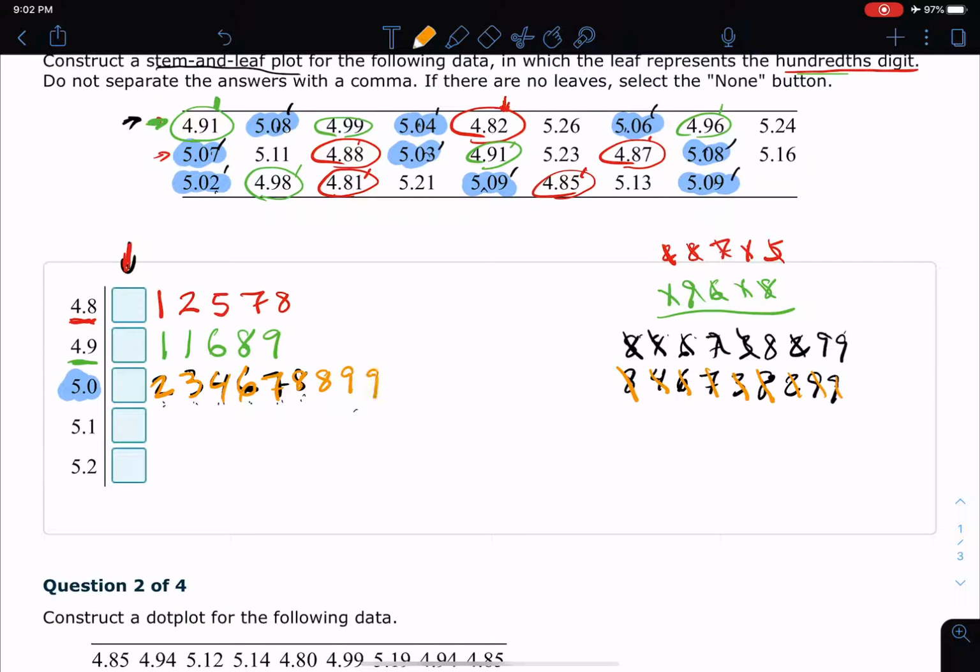That's why I like to always go back and count and make sure I have the same amount of items that I do. Should be good now. 1, 2, 3, 4, 5, 6, 7, 8, 9, and 1, 2, 3, 4, 5, 6, 7, 8, 9. Okay, that looks much better. Let's move to the next. That took way too long. Let's move to the next item.